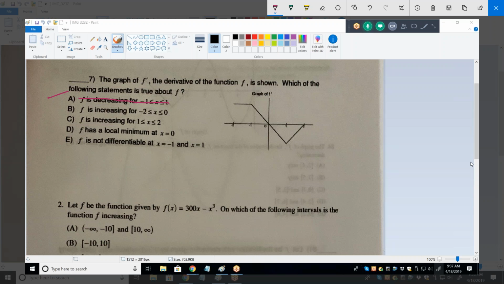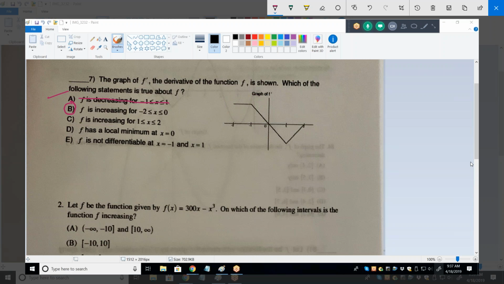Is F increasing from -2 to 0? No. Remember what it takes for F to be increasing. Right, it's got to be positive. Well, all of that's positive. Then yes, sorry, I thought it was -2 to 2. It's tricky in having to almost think backwards is what you're really having to do here. So, yes, that's true.